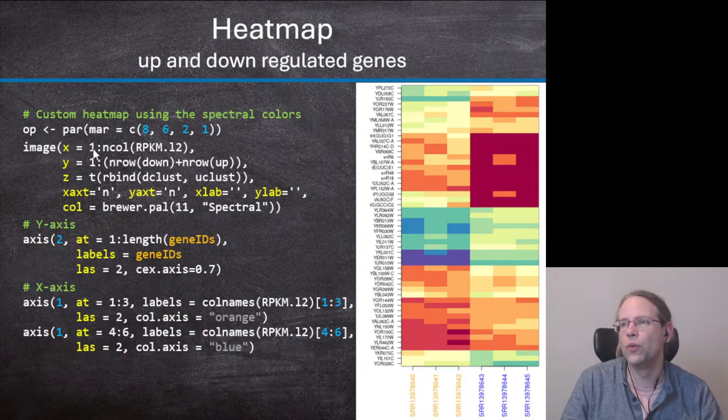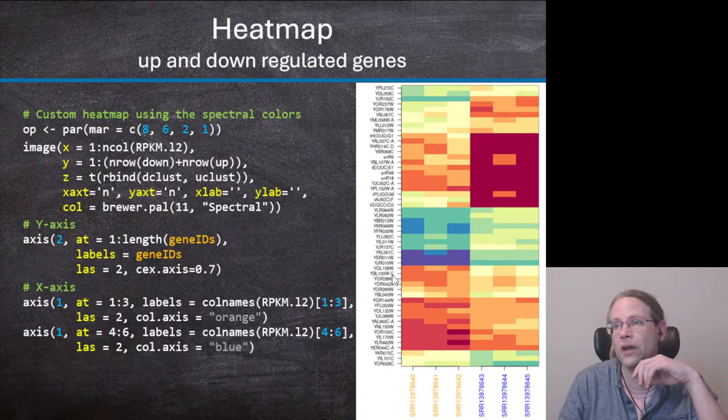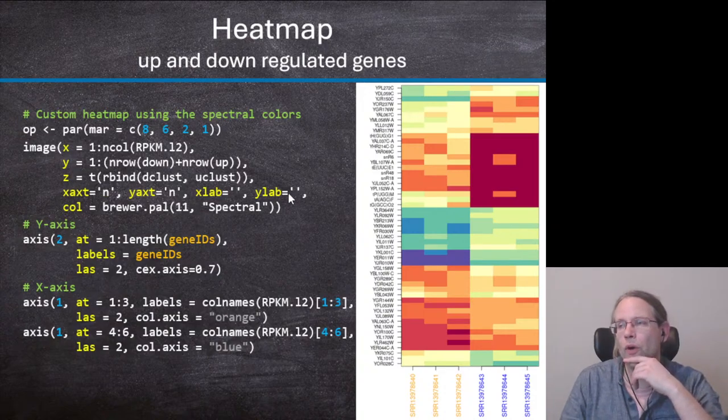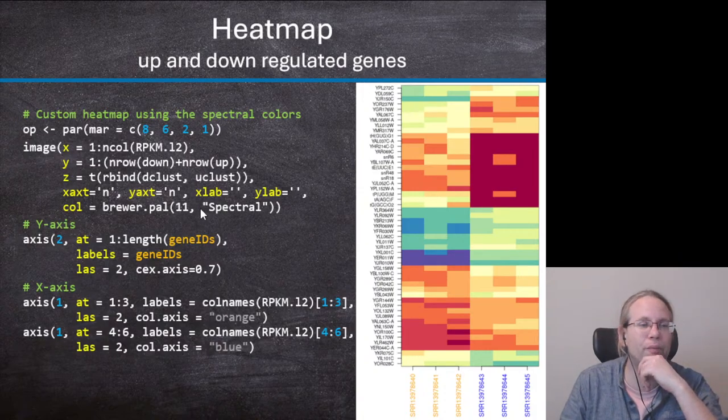The x is going to be 1 to the number of columns of the RPKM 12, log 2, right? So that's 6, because I have 6 samples on the bottom. On the y-axis, I, of course, have 1 to the number of rows of the down plus the number of rows up. And then on the z, it's going to be a row bind of the downward cluster and the upward cluster. So this is going to be the down cluster and then the upregulated cluster. Or the other way around, I think. We'll have to see. In the end, we can just get the values and see. I don't want an x-axis, I don't want a y-axis, I don't want an x-label, I don't want a y-label, and I just want to use 11 colors from the spectral band.